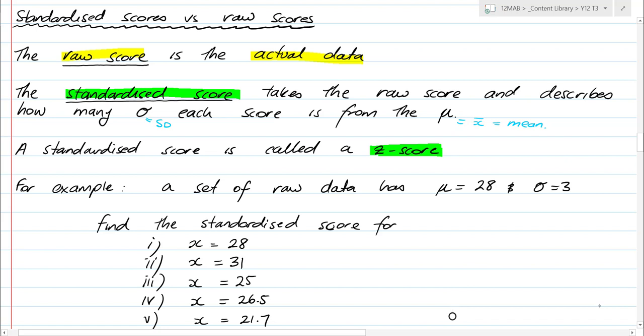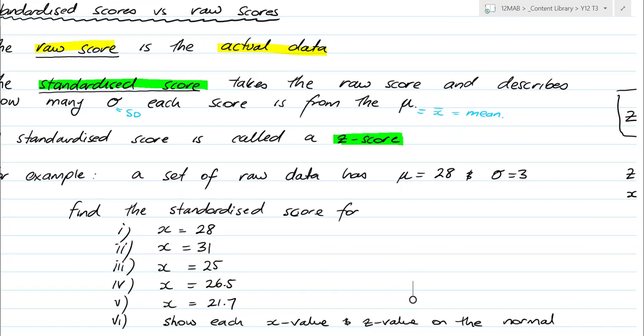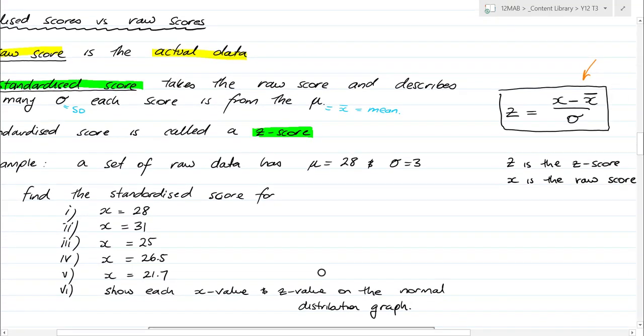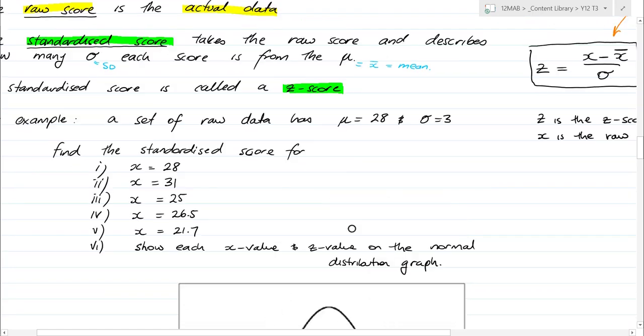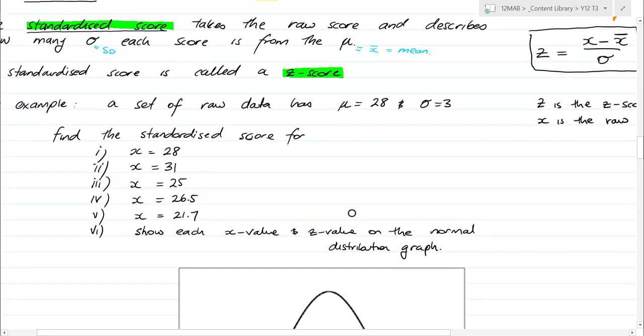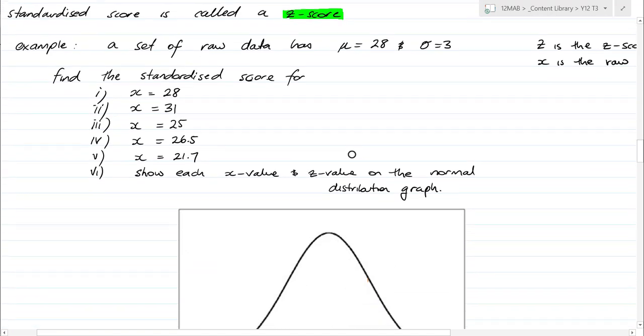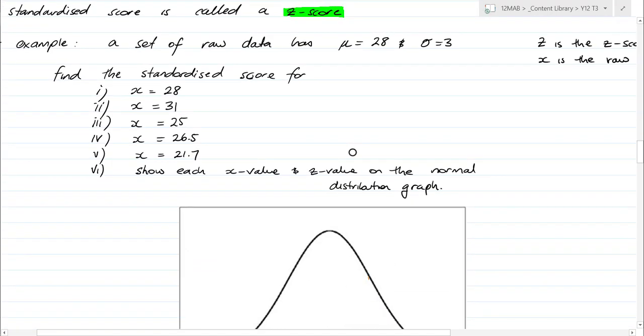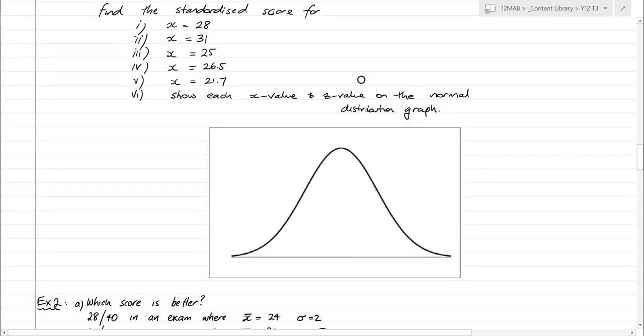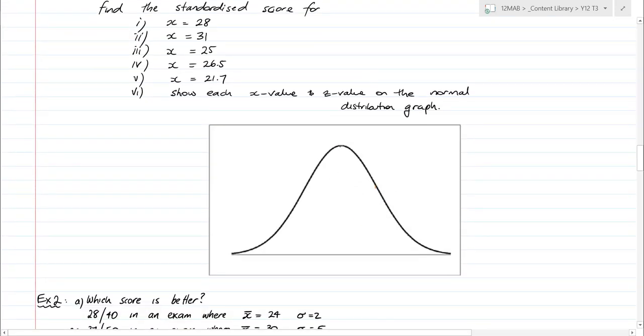So I've talked about the raw score and the standardised score, and here's an example. A set of raw data has a mu of 28 and a sigma of 3. So these are raw scores. I know my mu and my sigma. So if I drew this now, I'll draw it on this diagram, X value and Z value on there. If I drew this now, I would have on here in purple, my mu is in the centre, so this is mu, and in this case it's 28.